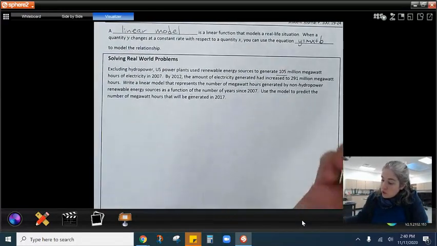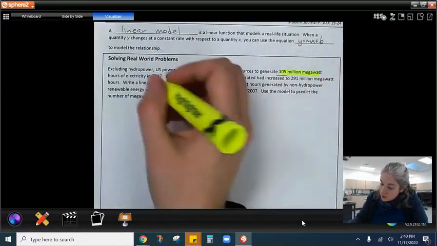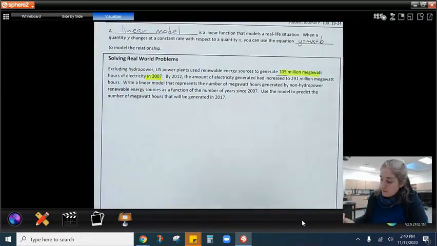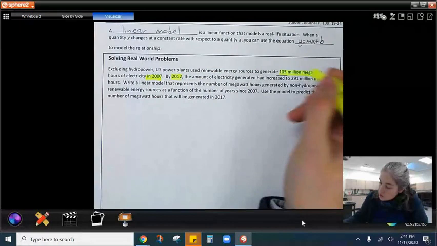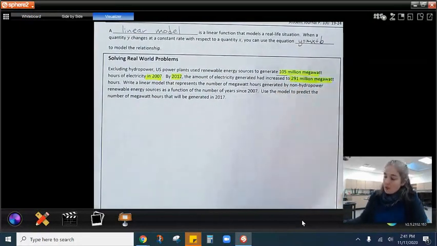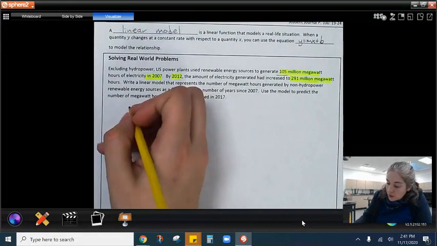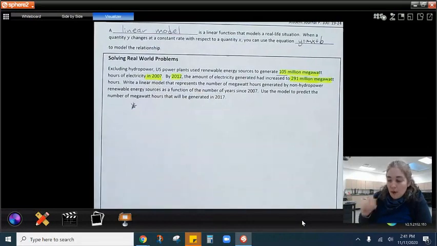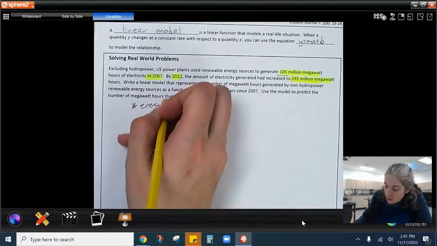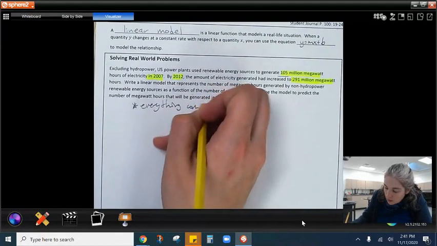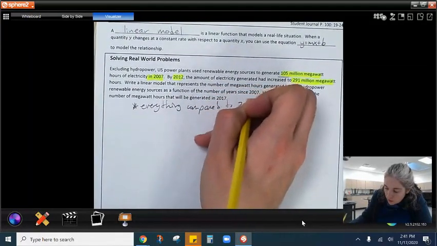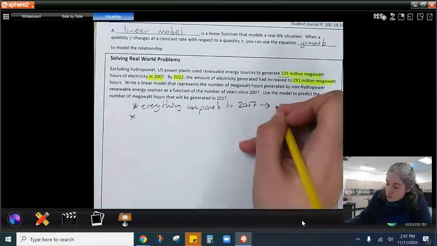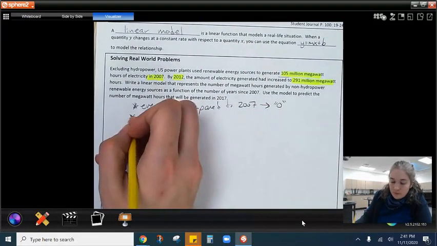So starting off here, we know that we've got 105 million megawatt hours in 2007. That's the first thing. The next one is in 2012, they'd done 291 million megawatt hours. So we want to know that everything is being compared to 2007. So we're going to set that as our 0 mark. Everything compared to 2007. So that means this will be our 0.